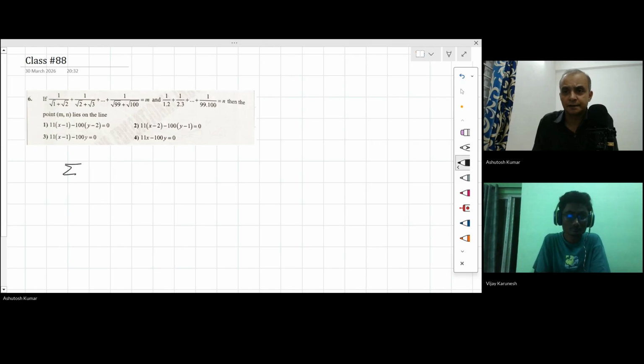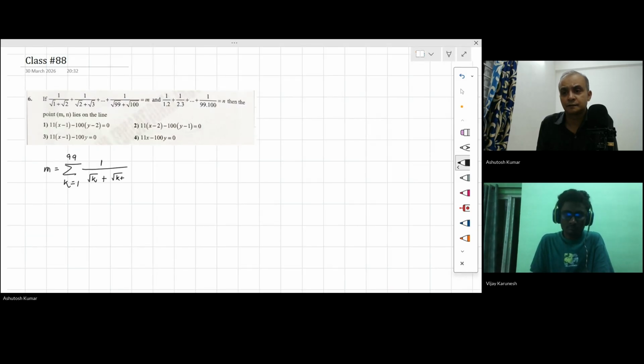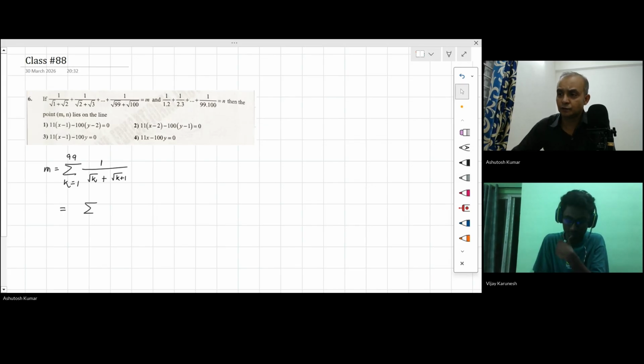The first thing is that is m, we can write as k goes from 1 to 99, and this is nothing but 1 divided by root k plus 1. Yes or no? Correct? Yes. Okay.